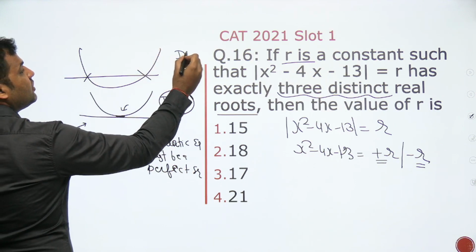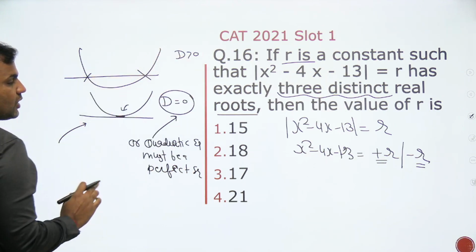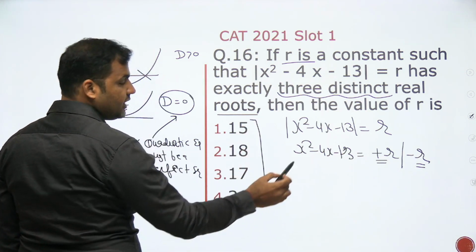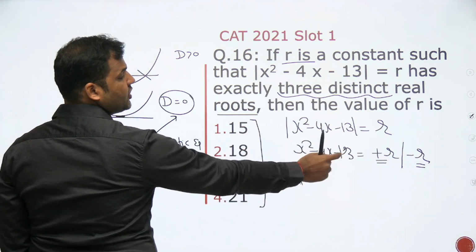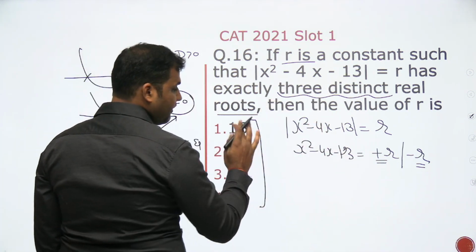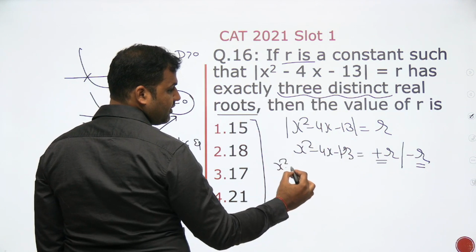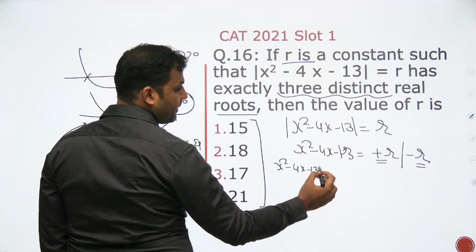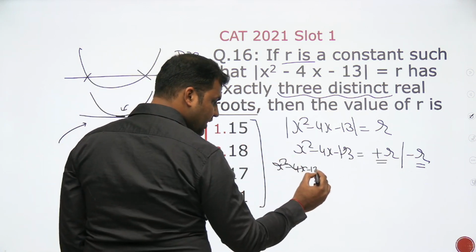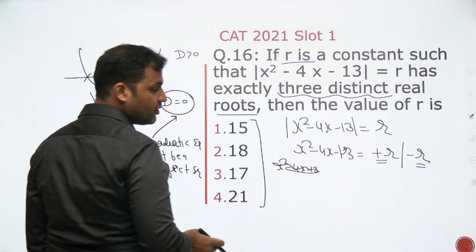Discriminant greater than 0 होगा तो रूट्स 2 आएंगे. So I just need to see कि R की कौन सी वैल्यू के लिए ये इक्वेशन एक बार परफेक्ट स्क्वायर बनेगा और एक बार परफेक्ट स्क्वायर नहीं बनेगा. If I take R as 15, x square minus 4x minus 13, अगर मैंने 15 लिया, now secondly ये सारी options भी आपको देखने की जरूरत नहीं है, चाहो तो आप option से put कर सकते हो.